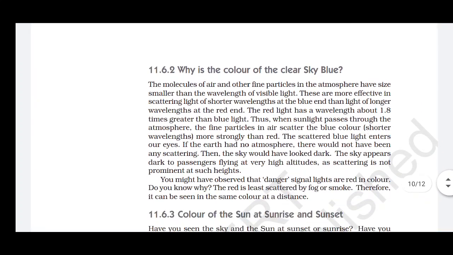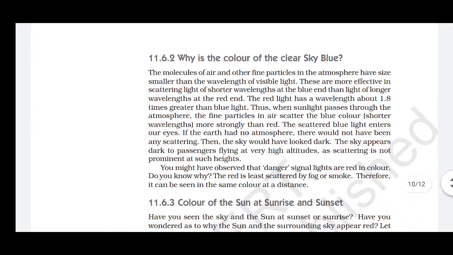Why is the color of the sky blue? The molecules that are present in the air, which are fine particles of the atmosphere, are smaller than the wavelength of the visible light. Now, when the scattering of light is carried out, light of shorter wavelength at the blue end is scattered more than light of longer wavelength at the red end. The red light has a wavelength about 1.8 times greater than the blue light.